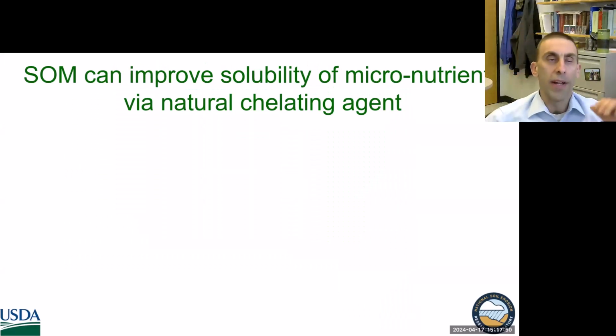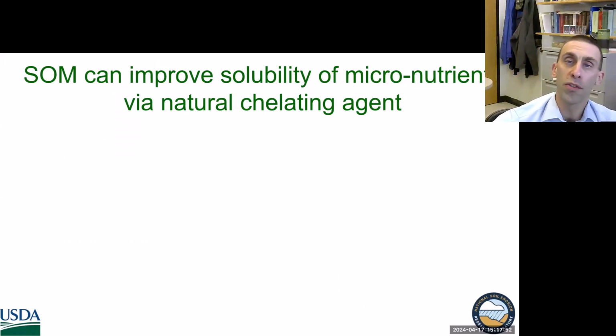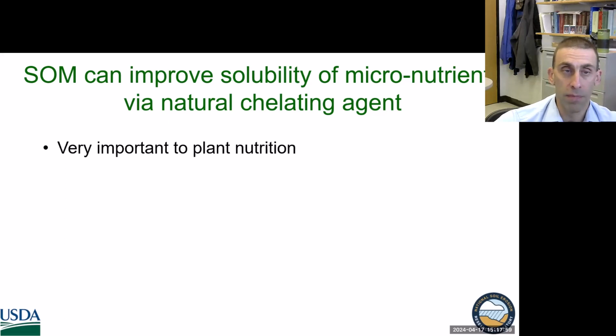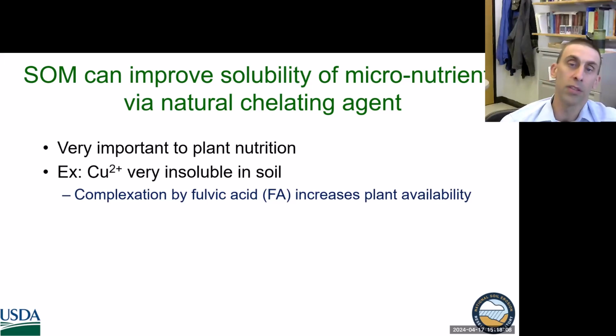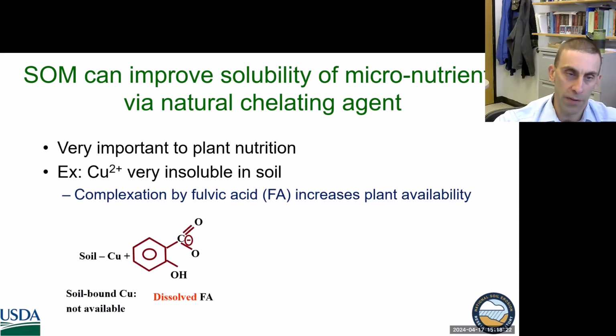So with that in mind, soil organic matter can improve the solubility of micronutrients through natural chelating agents. And obviously, this is really important to plant nutrition, especially for something like copper and zinc. Normally copper and zinc are very insoluble in soil. They don't go into solution very easily, so they're not plant available. But organic matter-rich soils provide humic substances, particularly fulvic acid, and they're natural chelating agents, and they can increase the solubility of it.